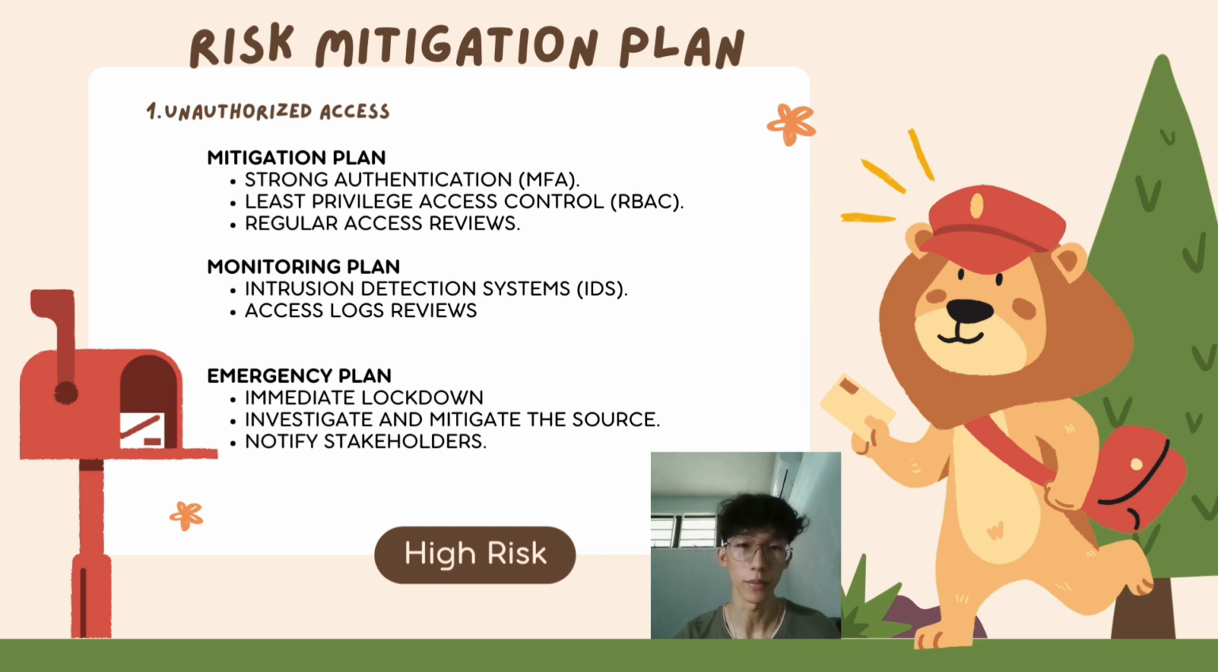Without further ado, let's start with our first high risk, which is unauthorized access. Unauthorized access usually occurs when an individual gains access to a system or data without permission, which potentially leads to data breaches and misuse of the information.